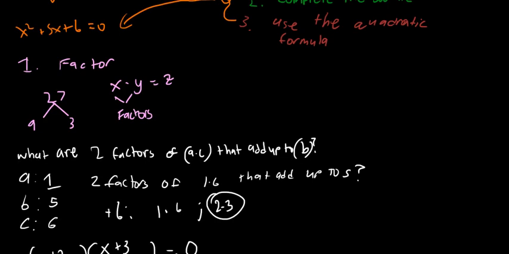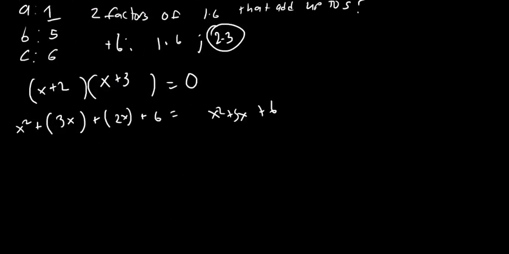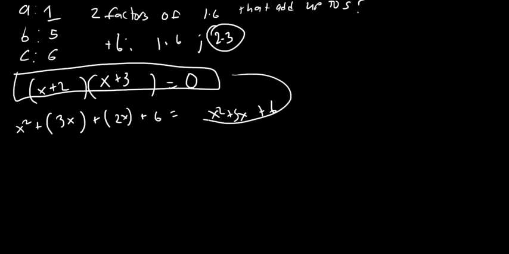So this is the thing that we need to get. However, this is not our final answer. We need to do one last thing. We need to set x plus 3 equal to 0 and x plus 2 equal to 0.